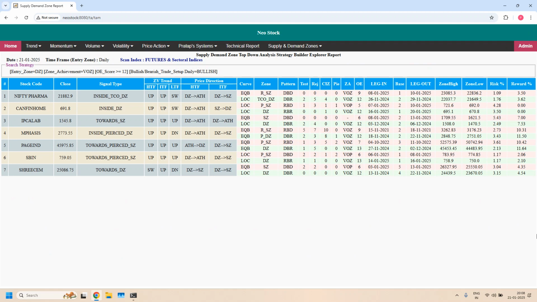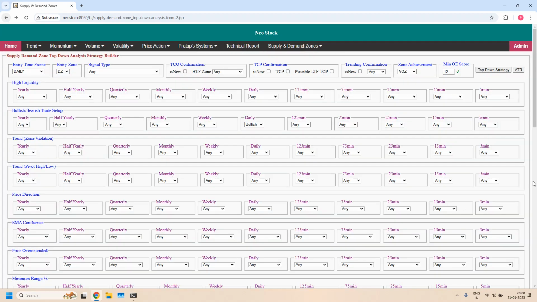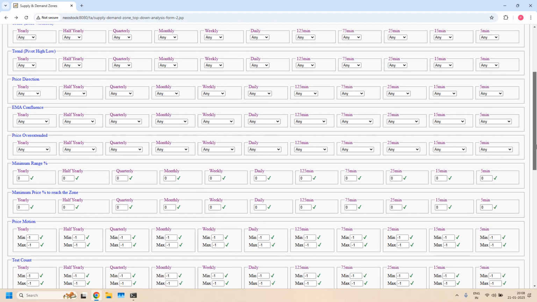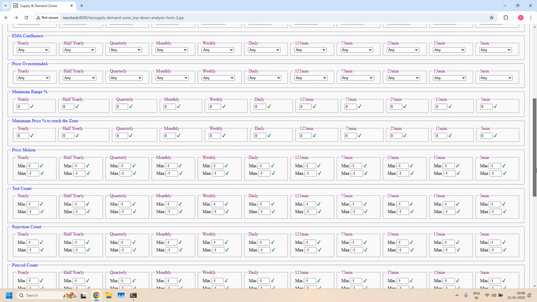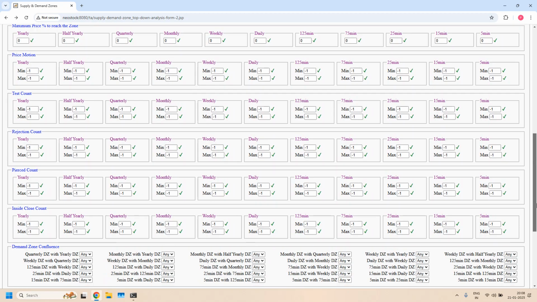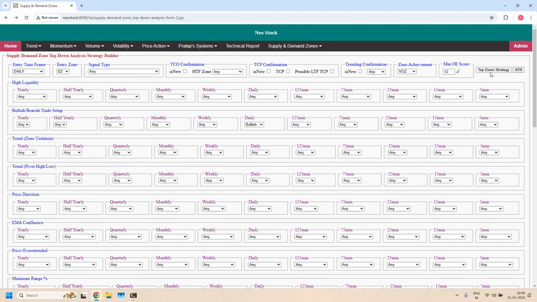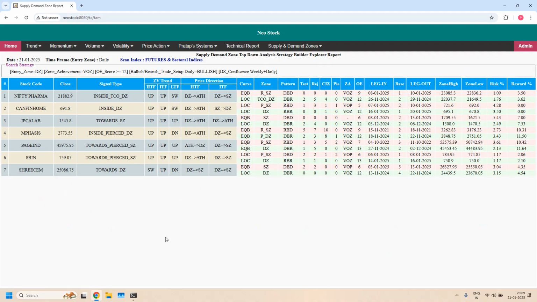Out of these 7, we can further filter based on the zone confluence. We have 2 filters. First filter is LTF and ITF demand zone confluence. LTF is daily, ITF is weekly. So that means the daily zone should overlap with the weekly demand zone. This is what zone confluence. So I enable the filter daily with weekly demand zone confluence. With this filter, all 7 stocks are filtered. That means in all these 7 stocks, these daily demand zones are part of the weekly demand zone. And the weekly trend is up.